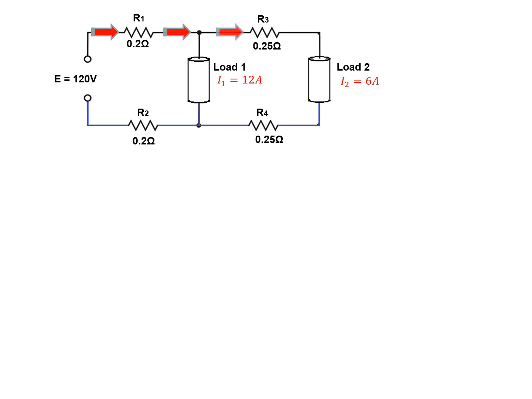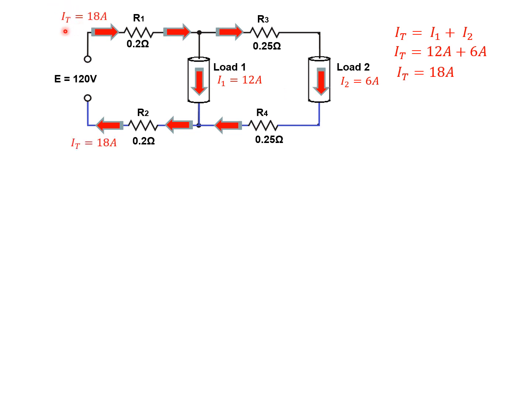So looking at our circuit and how the current breaks up into load 1 and load 2. Knowing what our loads are, we can calculate what our IT is. IT is going to be made up of our 12 amps in load 1 and our 6 amps in load 2, which is going to give us a total current of 18 amps.